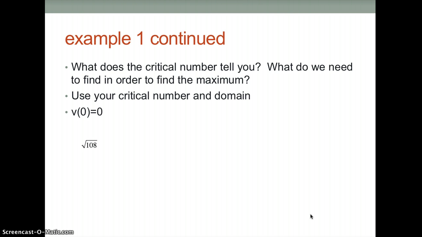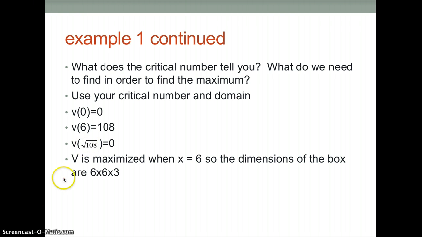So 0 was one of my numbers, 6 was going to be 1, and then square root of 108. So at 0, the volume is 0. At 6, my volume is 108, and at square root of 108, my volume is 0 again. So where is it the most? It's at 6. So the volume is maximized when x equals 6.